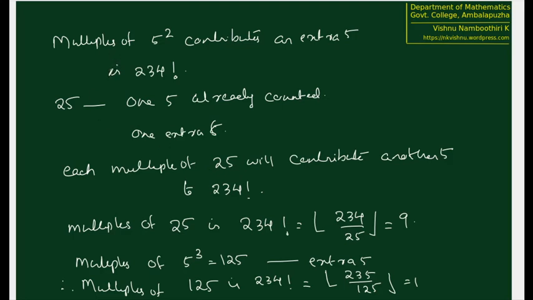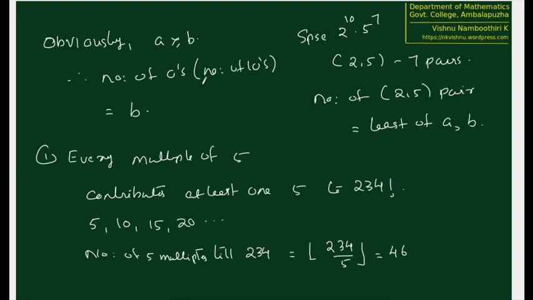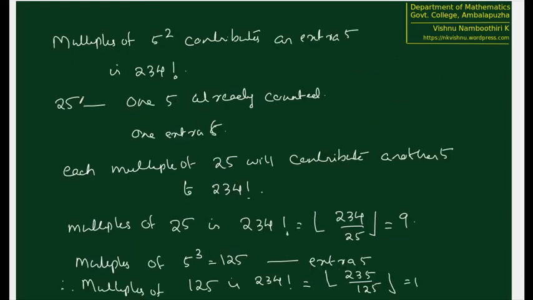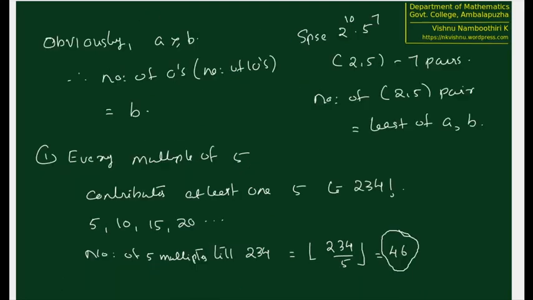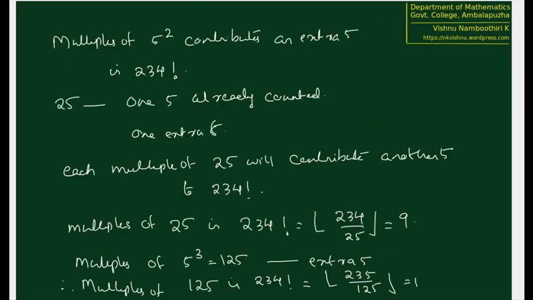So now we have 5 contributions coming from one 5 contributed by every multiple of 5. How many are there? There are 46 of them. Another extra 5 is contributed by multiples of 25 and they are 9 in number, and one more 5 is contributed by multiples of 125. Unfortunately there is only 1, and so to find the number of 5s appearing in 234 factorial, we need to add all these things: 46 plus 9 plus 1.